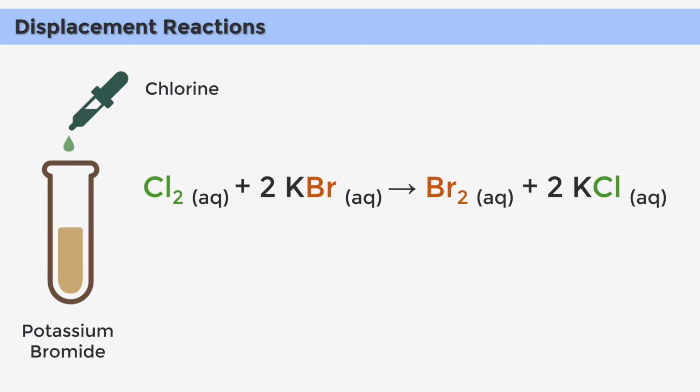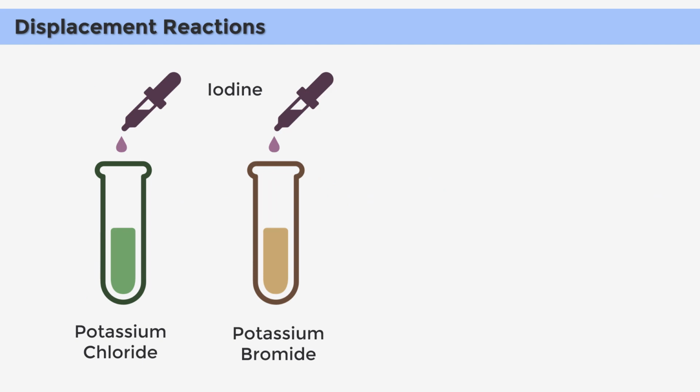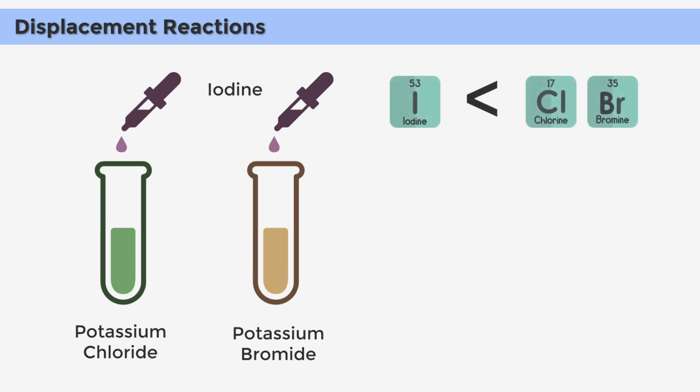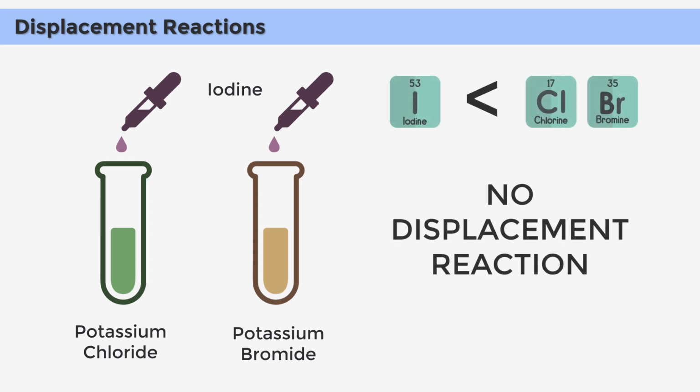So we can demonstrate such displacement reactions using aqueous solutions of halogen-containing compounds. For example, when we add chlorine water into a solution of potassium bromide, a displacement reaction occurs, producing potassium chloride and liberating bromine. In contrast, when iodine is added to solutions of potassium chloride and potassium bromide, no displacement reactions occur, as iodine is less reactive than the other halogens.